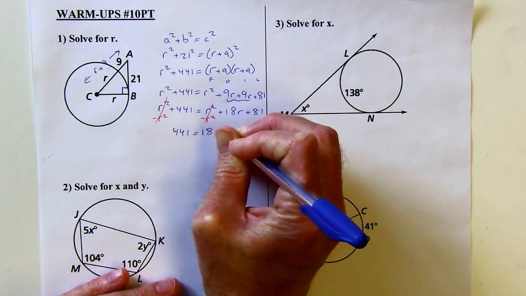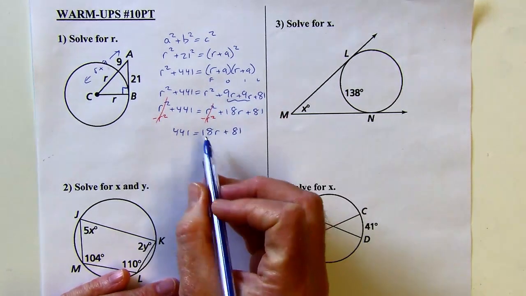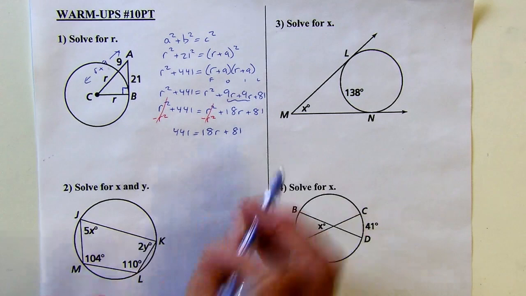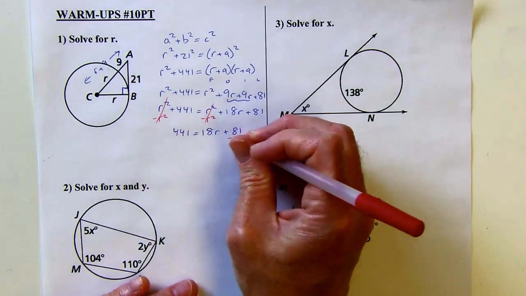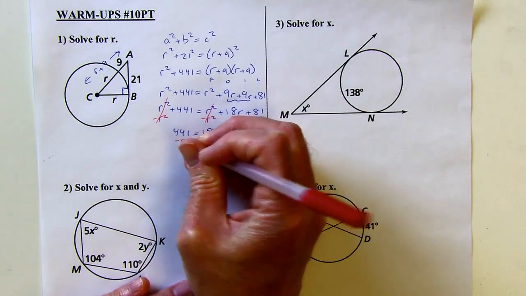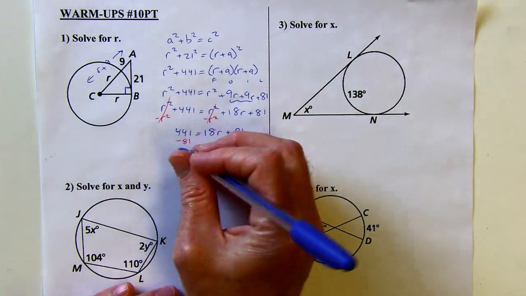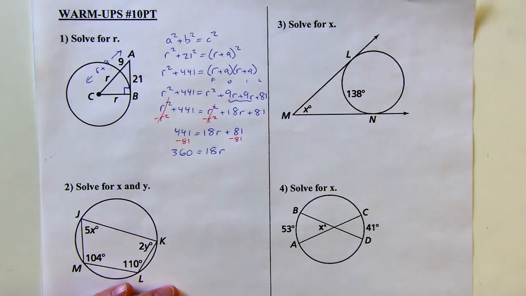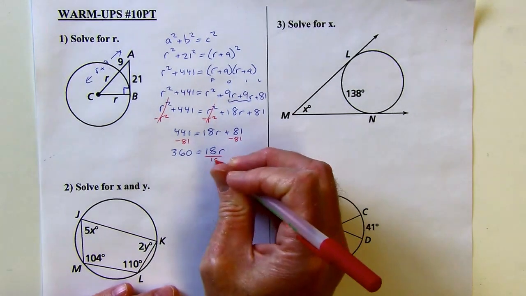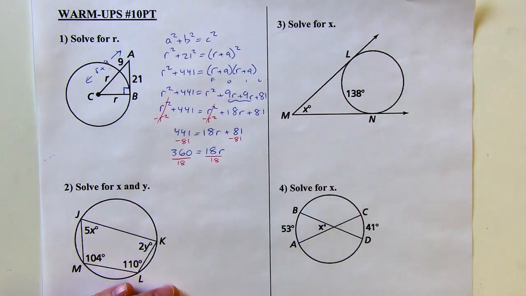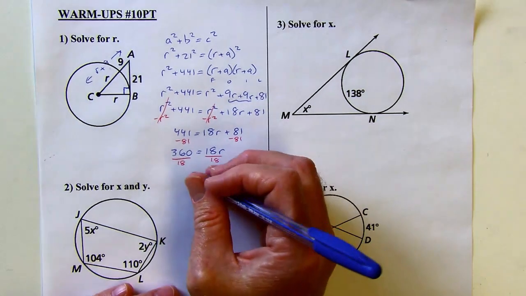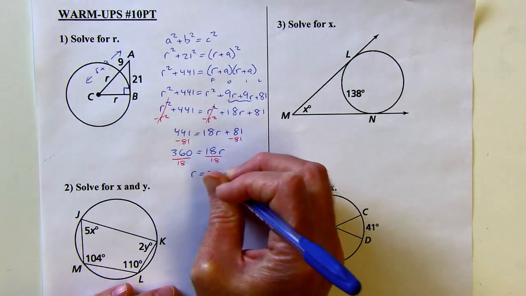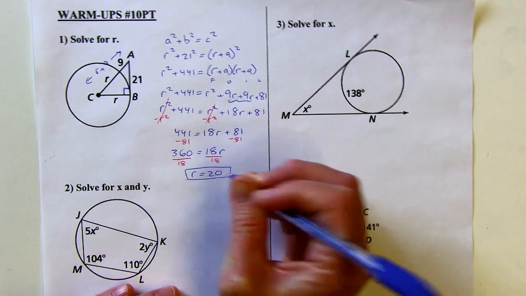So now it's not looking so bad. I just have to isolate the r. So I'm going to subtract 81 from both sides first. That'll give me 360 over here. And then I'll divide by 18. And then r is going to come out to exactly 20. So my radius is 20.